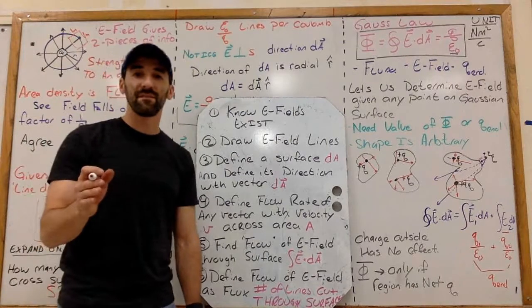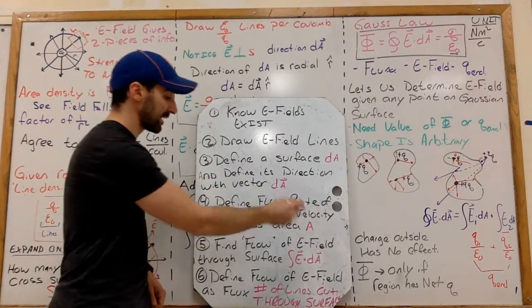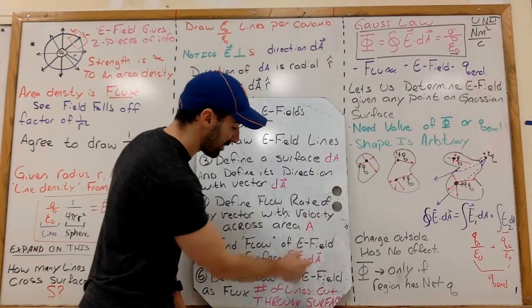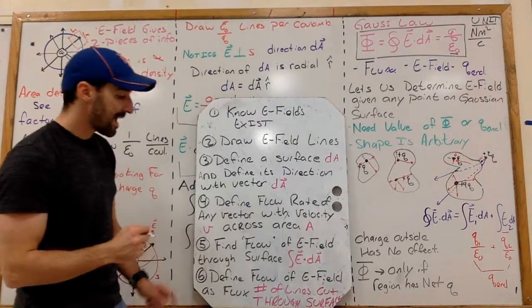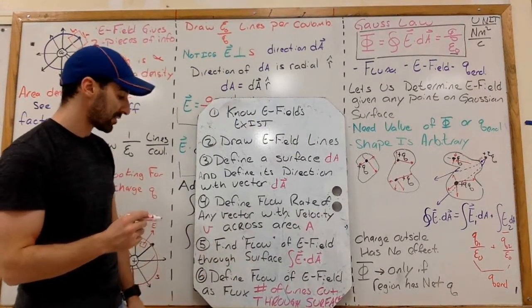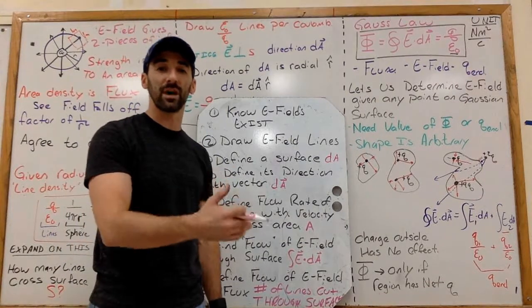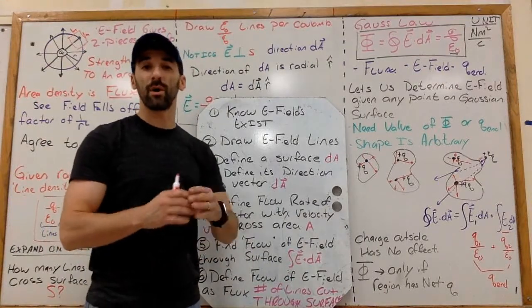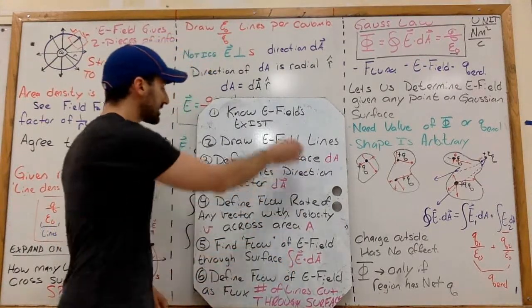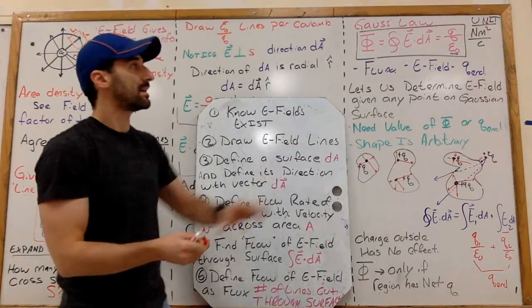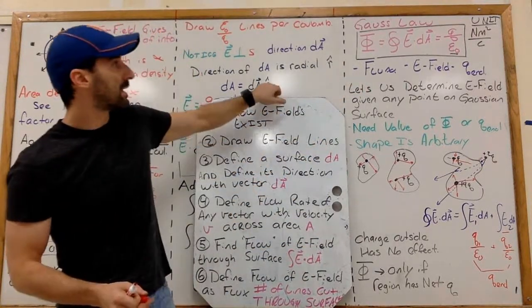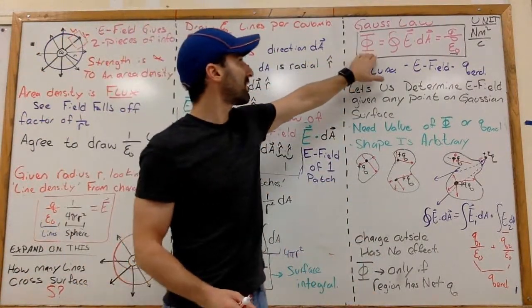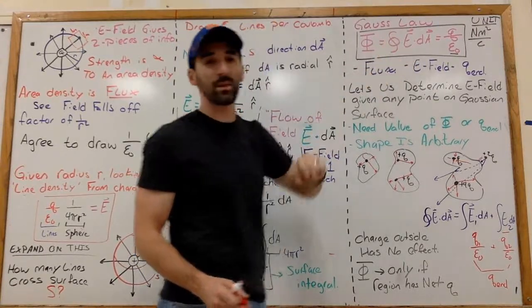From there, we can find the flow, so to speak, of the electric field through any surface as adding up all of my surfaces, the sum of E dot dA. And finally, I can define the flow of an electric field as something that is called the flux, which I've already spoken about. And flux is really just the number of field lines that's cutting through some arbitrary surface. This is everything that encompasses Gauss's law.